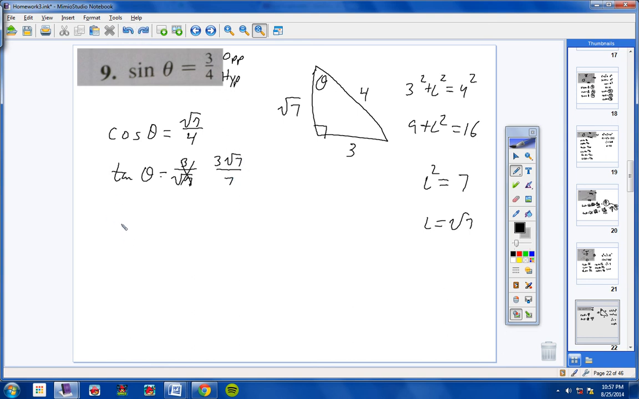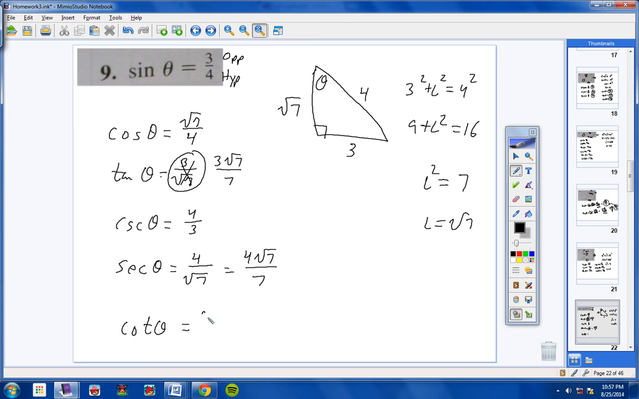Okay? Moving on, the cosecant would be the reciprocal of sine, so the cosecant is 4/3. The secant would be the reciprocal of cosine, so 4 over square root of 7, which would then equal 4 square root of 7 over 7. And then the cotangent of theta would be the reciprocal. And don't forget, the original answer was 3 over square root of 7. So we can flip this and we will get square root of 7 over 3. Okay, moving on to number 11.